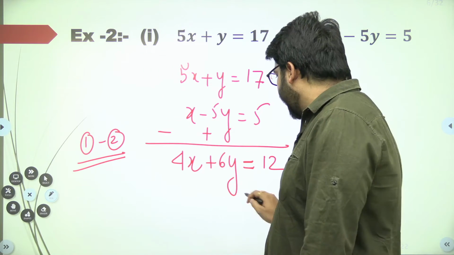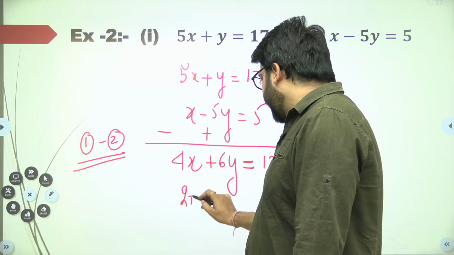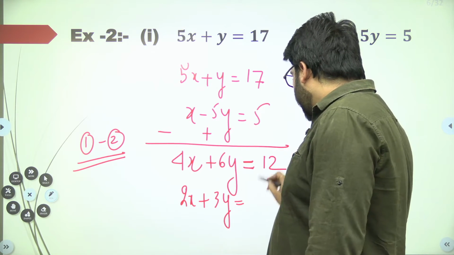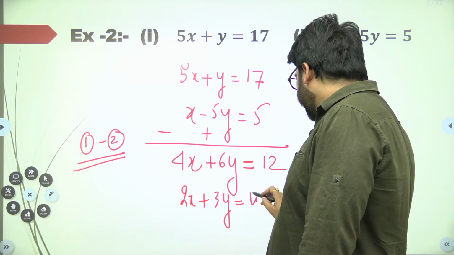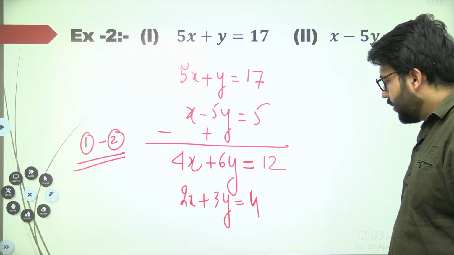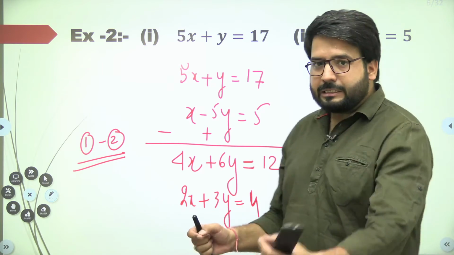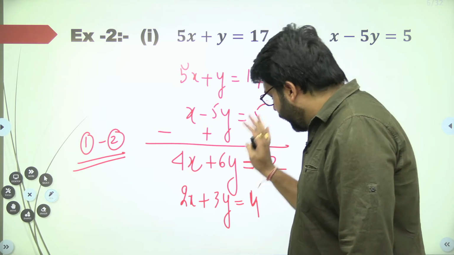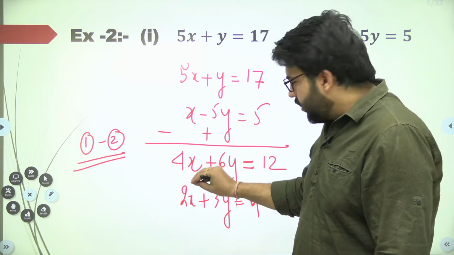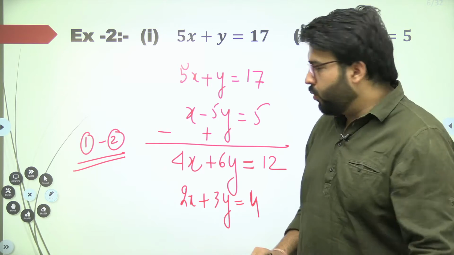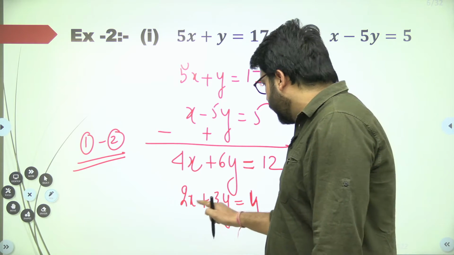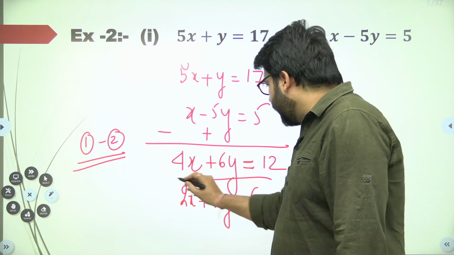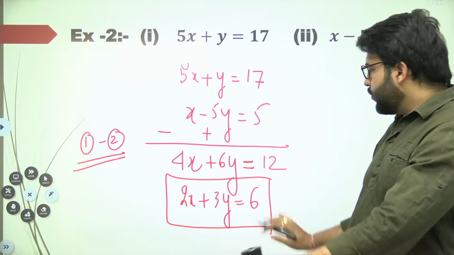You can write it down like this also. If you divide the equation by 2, you will get 2x plus 3y is equal to the value. If you divide this equation by 2, then what you will get is 2, 3 and 6 here. So you can write this equation like this. So what is the meaning of this?